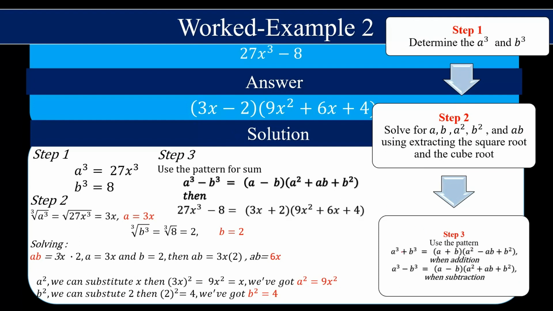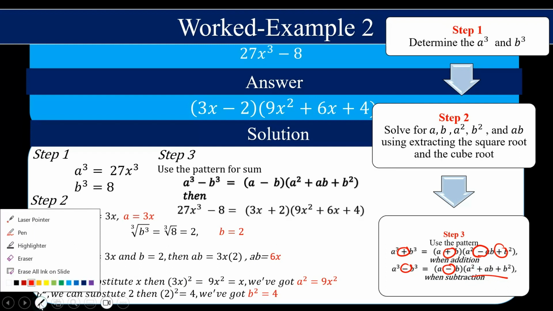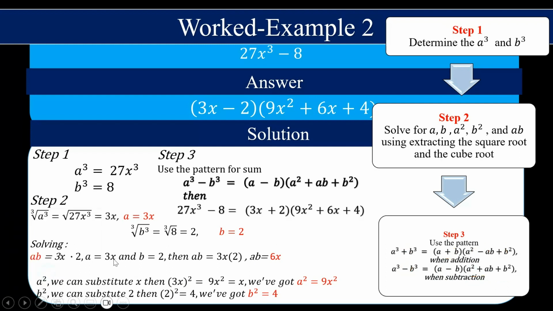Here, for step number 3, the signs follow the pattern: minus, then plus, and plus for all the rest. For the sum, it is plus, minus, and then plus. But for the difference, it is minus, then plus for all the rest. That's the difference between the sum and difference of two cubes. Okay? If you have any questions, otherwise let's continue.